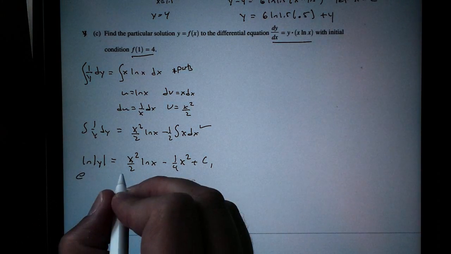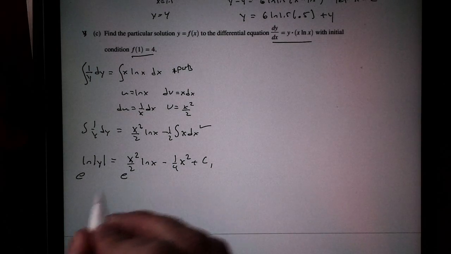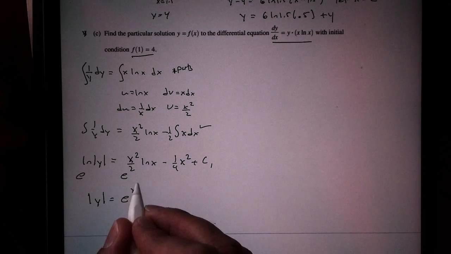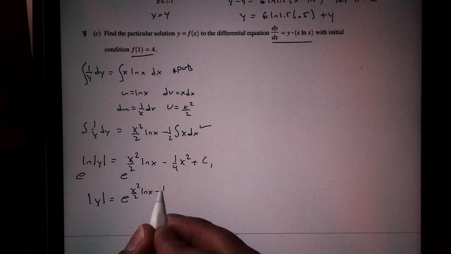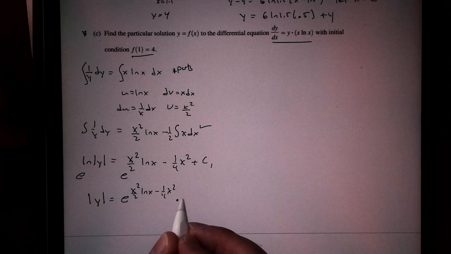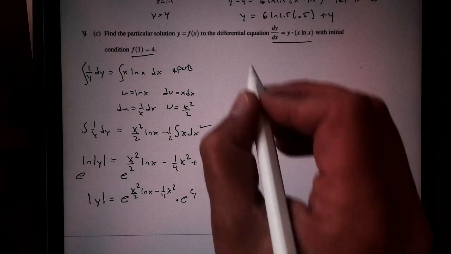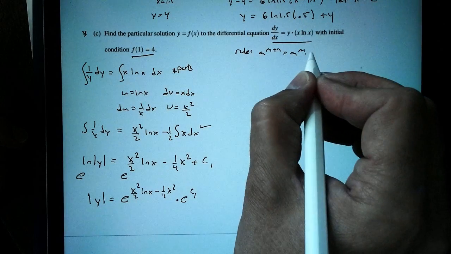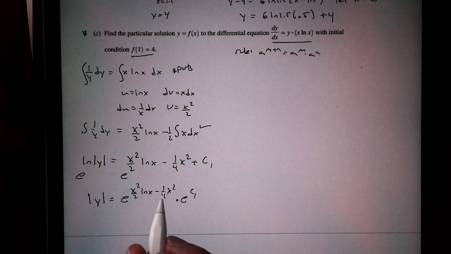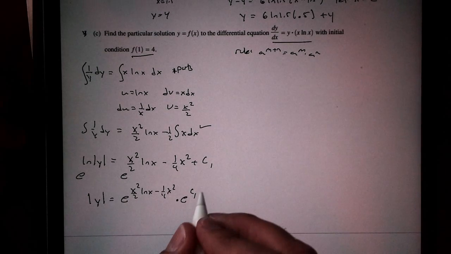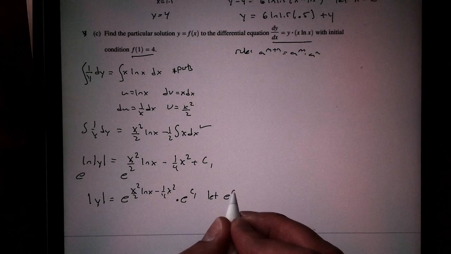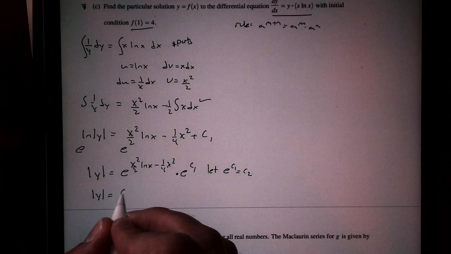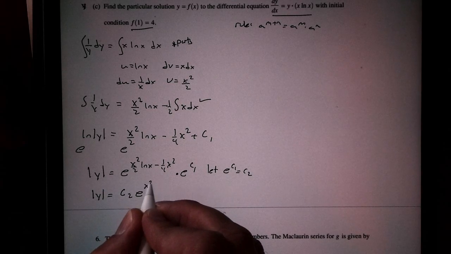Exponentiate, e. Now when I e it, this is going to give us the absolute value of y equals e to the x squared over 2 natural log of x minus 1/4 x squared times e to the c1. Remember, this is just this little rule from Algebra 1 that if I have a to the m plus n, that's just a to the m times a to the n. I didn't make 3 terms because I want to keep all of these together. It makes it a little bit easier for us. And then we're going to say that famous phrase, let e to the c1 equal c2, and we would get the absolute value of y equals c2 e to the x squared over 2.